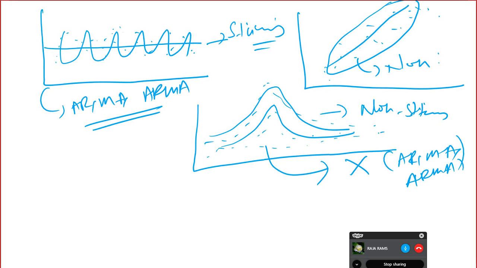So we convert the non-stationary series to stationary, and that's how we also do forecasting. These are the few things that we'll learn in this session. The first one is how to find out the order of the time series model.